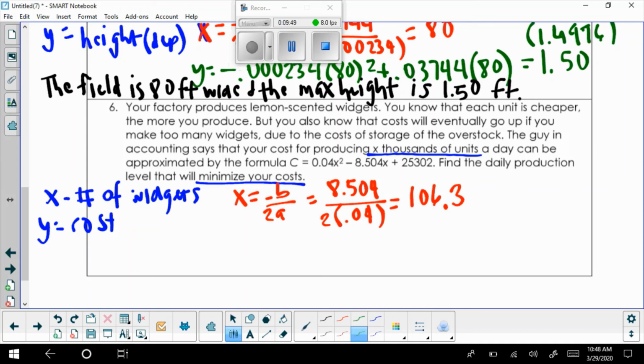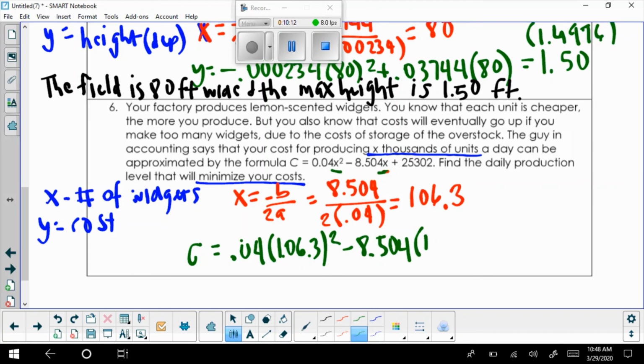And then we need to plug that in our X's to get our Y's. So our cost would equal 0.04 times 106.3 squared minus 8.504 times 106.3 plus 25,302.